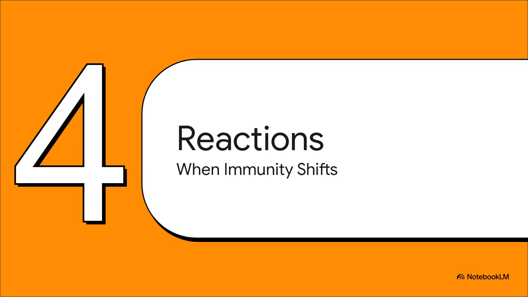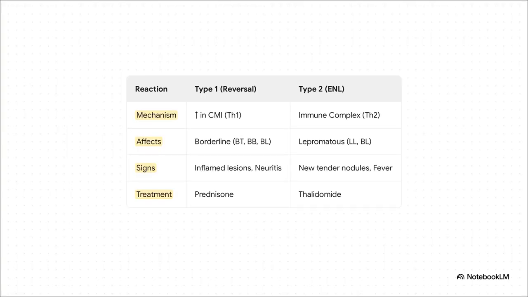Now, that immunological spectrum we've been talking about, it isn't static. It can shift. And when it does, often during treatment, it can trigger these acute, really dramatic inflammatory events that we call reactions. And let me be clear, these are true dermatologic emergencies. Okay, it is absolutely crucial to understand there are 2 fundamentally different types of leprosy reactions.